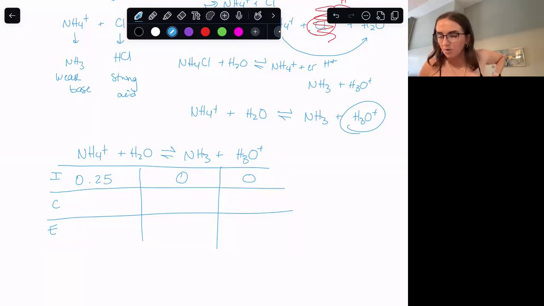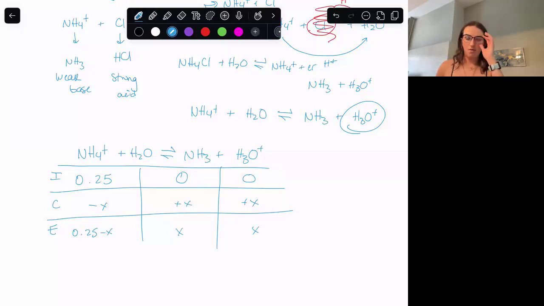So for our change, what is our change here? We have to form some of our products, so we'll have minus X, plus X, and plus X. And then what do we end up for our equilibrium? It's 0.25 minus X, X, and X. What are we solving for?